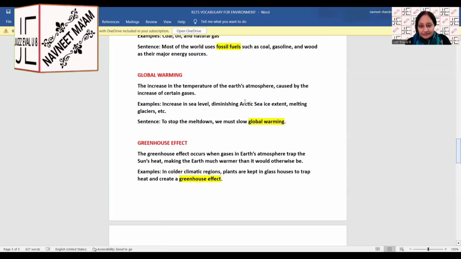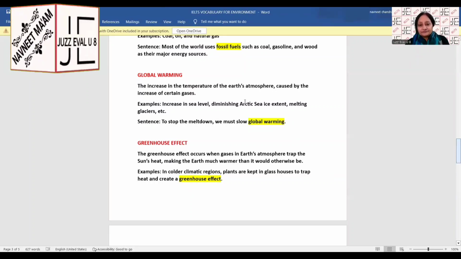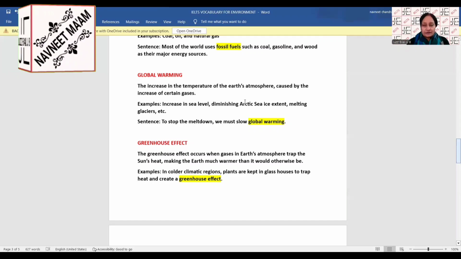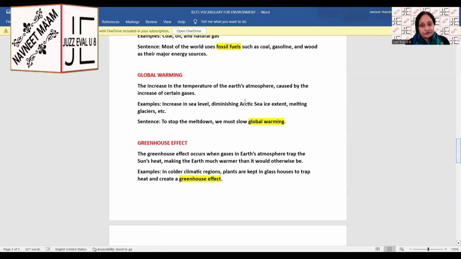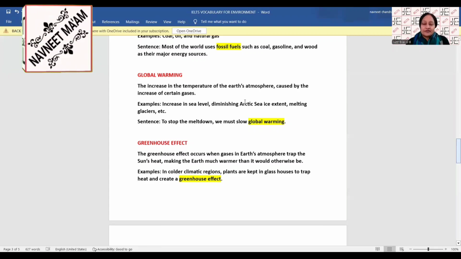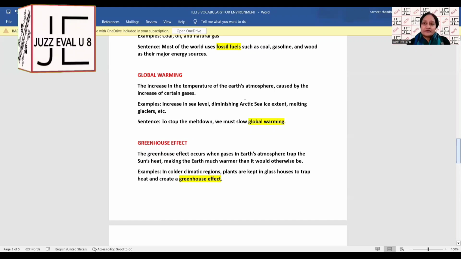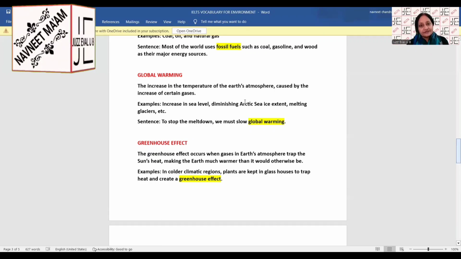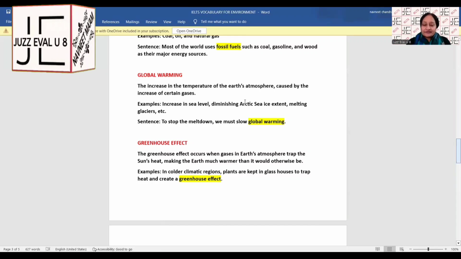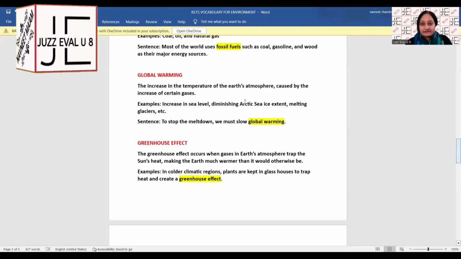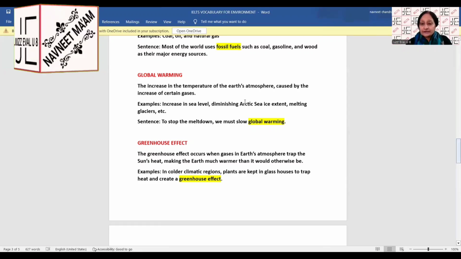So, what are the examples? We can take one example of a glass house where plants are kept inside, maybe in a colder region where otherwise they would not survive. So, to trap the heat from the sun, these plants are kept inside, and this is called a greenhouse effect. That is, the heat will not be let out, it will be trapped inside the glass for the plants to grow and survive. Okay, now let's see the next, ozone layer.